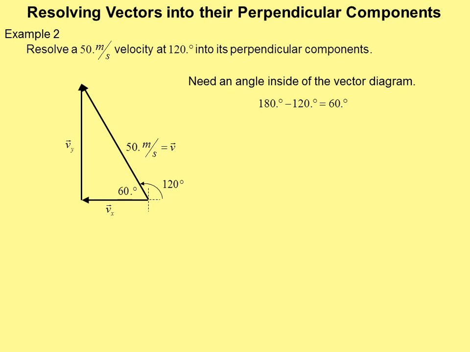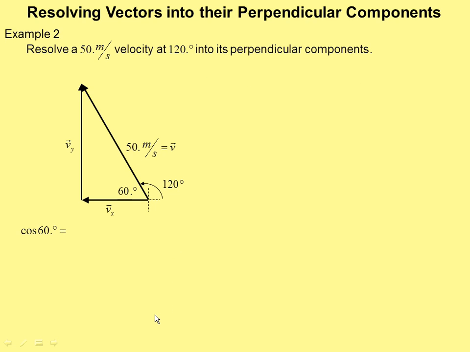So if I want to find Vx, Vx is the adjacent side. We know the hypotenuse. So we are, again, going to use the cosine. Cosine of 60 degrees is the ratio of the length of the adjacent side, V sub x, over the length of the hypotenuse, 50 meters per second. Again, to solve for Vx, we multiply. And here's where you might know that the cosine of 60 is 1/2. So 50 times 1/2 is 25 meters per second.